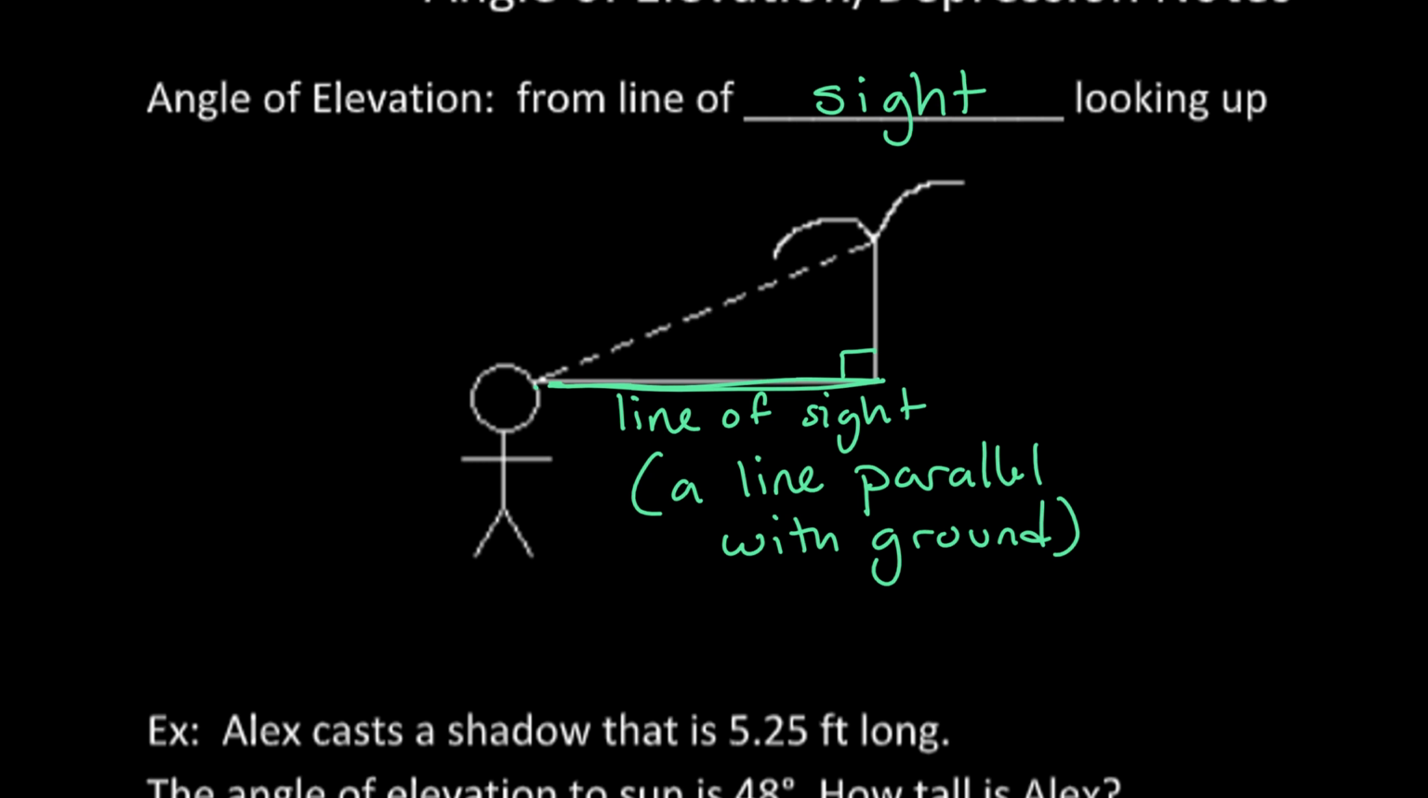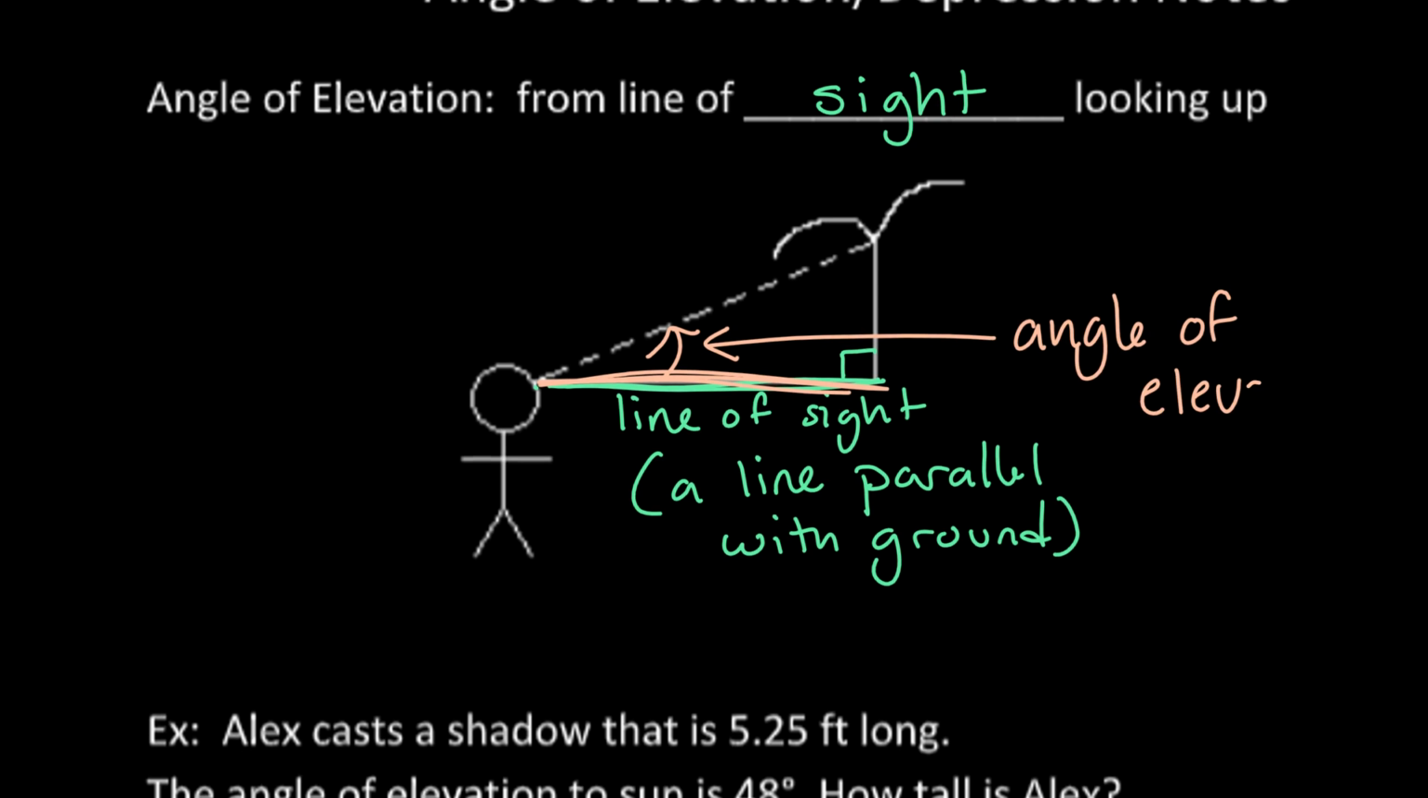So you're starting at the line of sight and you're going upward to reach the second line. This right here is called your angle of elevation. If you put your arm out to signify the line of sight, and you move your arm upward, you're creating an angle of elevation right there.